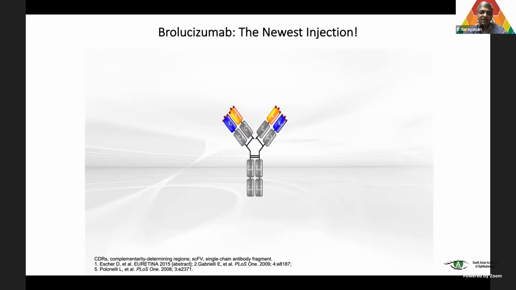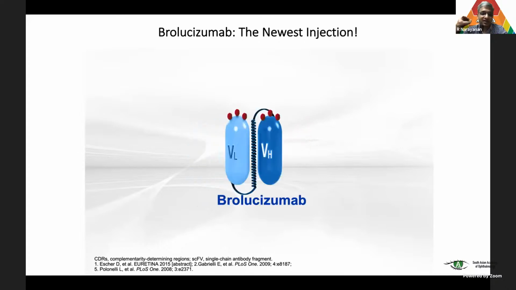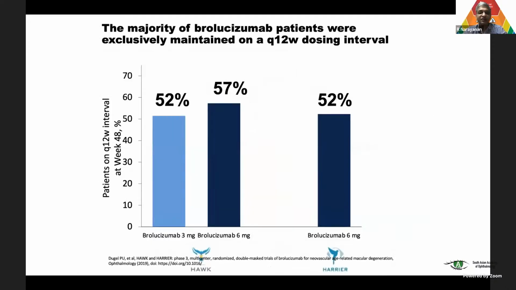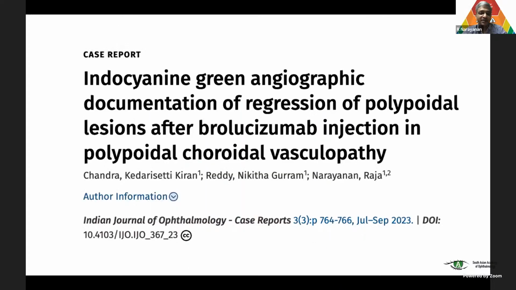So small that it has almost 5 times the penetration into the RPE. And that's why Dr. Azad also mentioned that in one injection, many times you get flattening of the fluid in these cases. It is 26 kilodalton, and it easily penetrates, a single chain variable fragment. And what it showed in the trials is that more than 50% of patients tolerated Q12 week dosing, which is a very good result actually, once in 3 months.